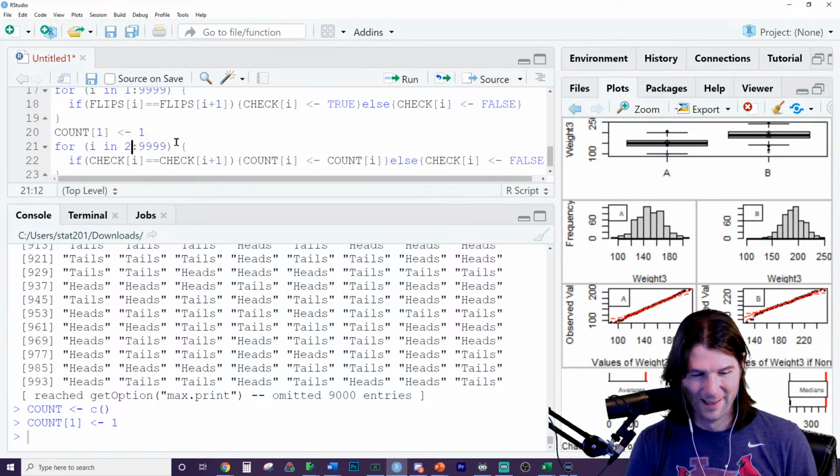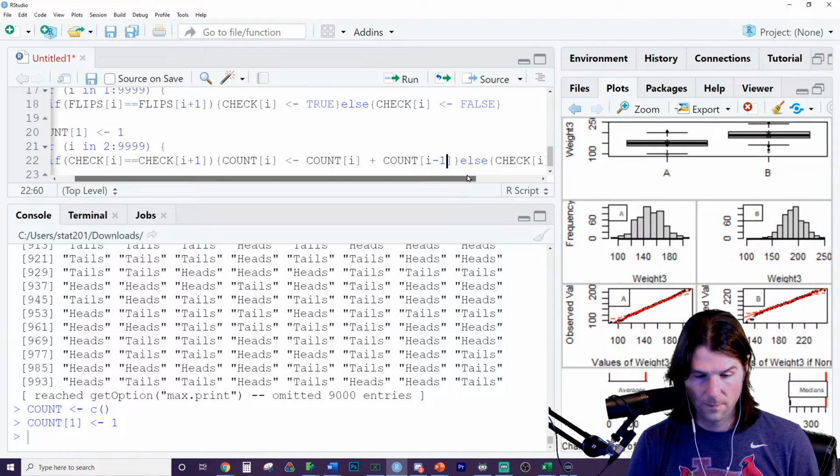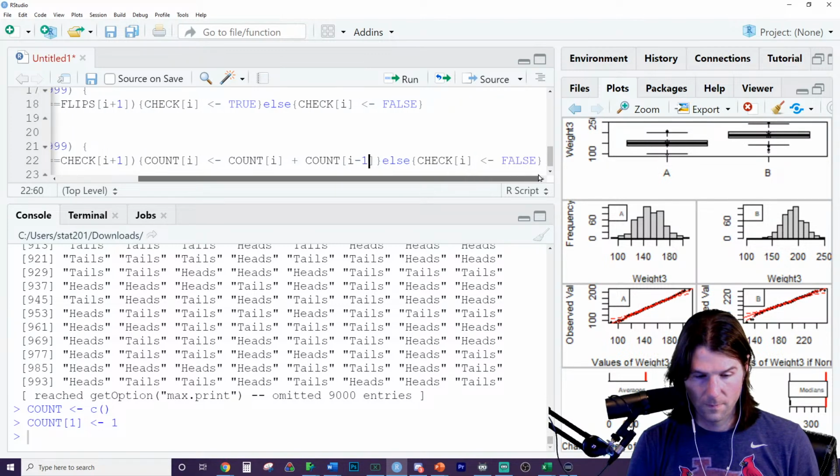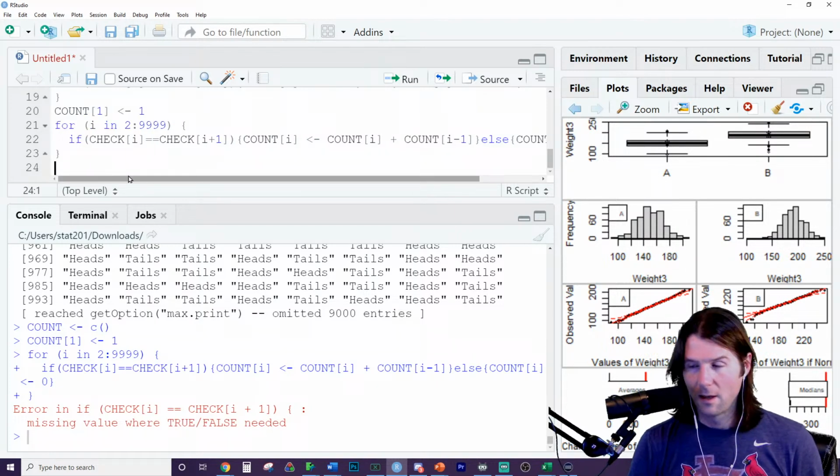It's less. And plus... Nah, my code's gonna... I'll just see what it does. Else start the count over. That's not the right code. Yeah, that's not the right code.